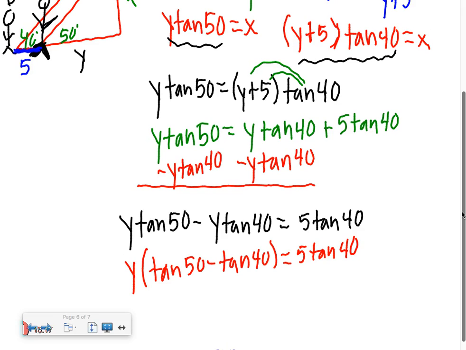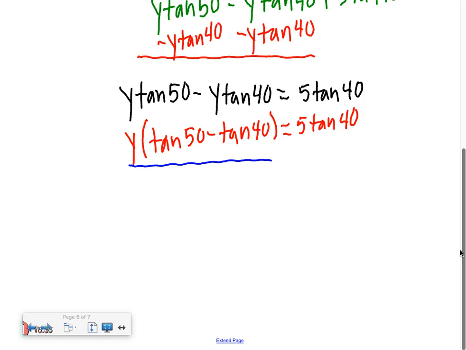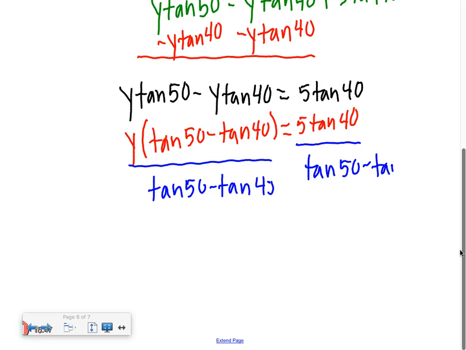Last step. How am I going to get y alone? Yeah, we're just going to divide by this whole little parentheses thing. Just divide out. Now it's calculator work. So those cancel out. So this is what I want you to do. Let's just do it together.